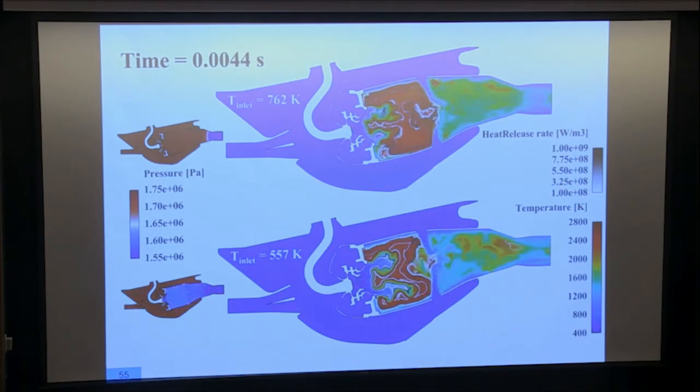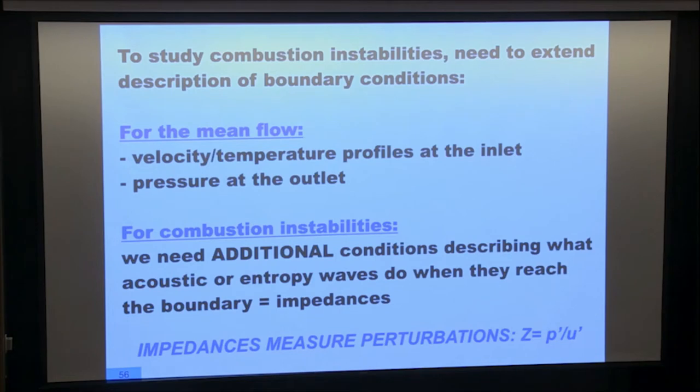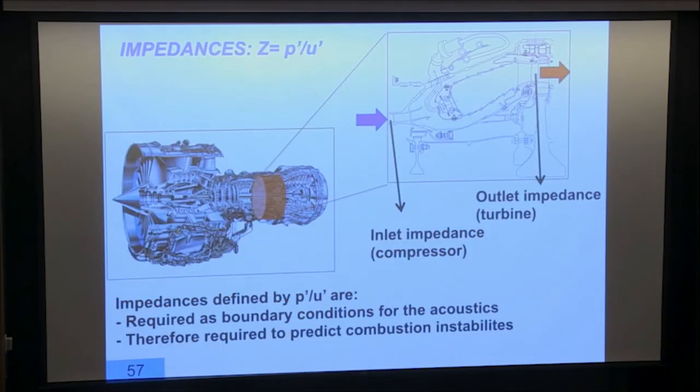Not good, huh? So it really means that when you want to study combustion instabilities, you will need to worry about acoustics, so you will need to worry about impedances, which describe what's happening at the end of the chamber and at the inlet of the chamber. So just to remind you what I said, the way we describe impedances in acoustics, we say it's the ratio of pressure oscillations to velocity oscillations at the same point. If you know this quantity, you can solve the acoustic problem. Except that knowing these things is a little bit difficult.